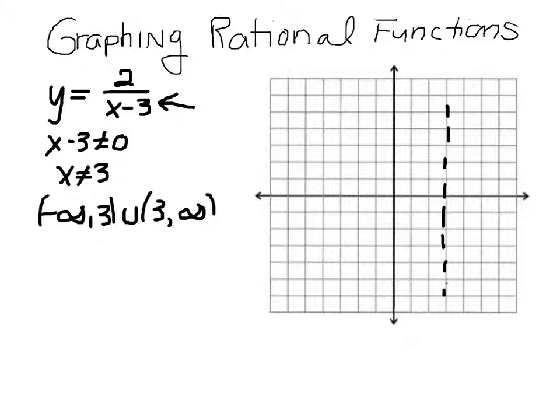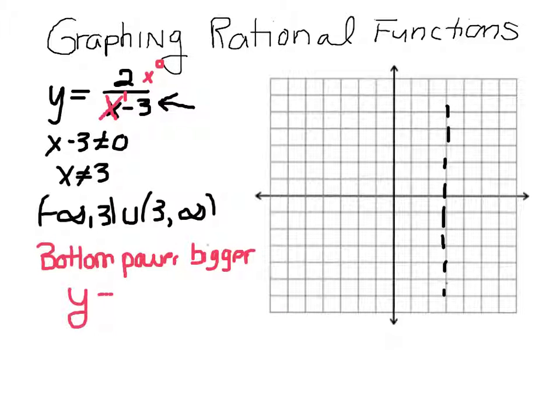The second thing I do is I take a look at the powers. It's a little bit weird here, but this x is to the first power, but there's no x at the top. And since there's no x at the top, the bottom power is bigger. And when the bottom power is bigger, that tells you that the horizontal asymptote is at 0. So I draw a second dotted line at y equals 0. So step 1, vertical asymptotes.